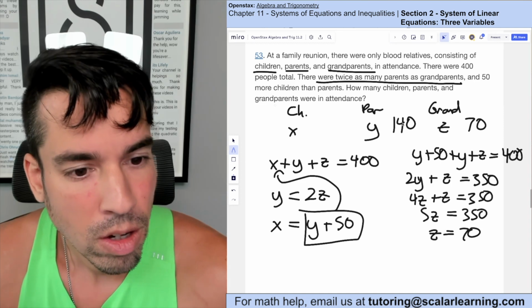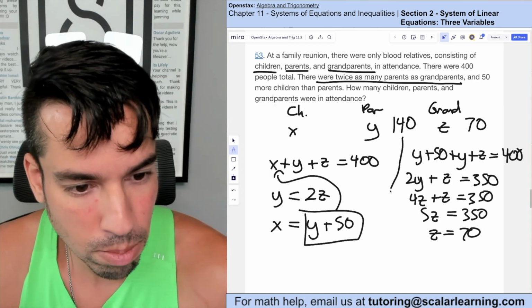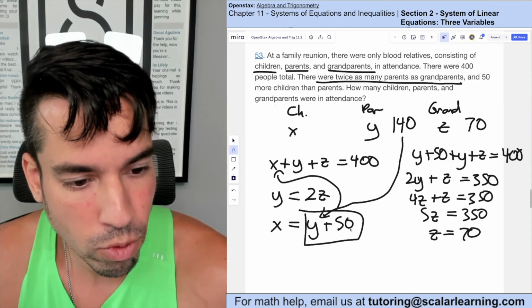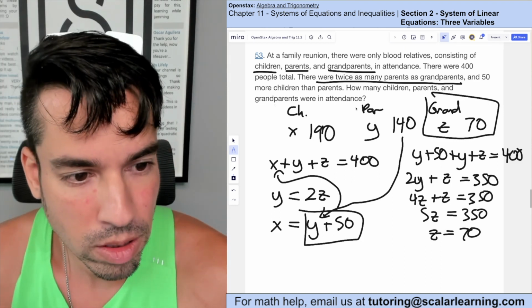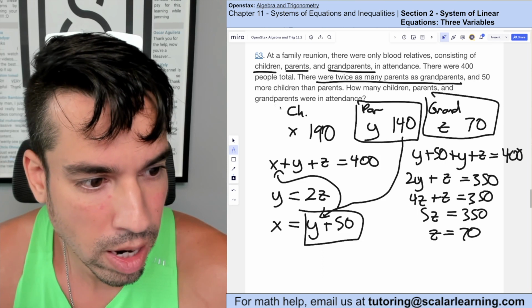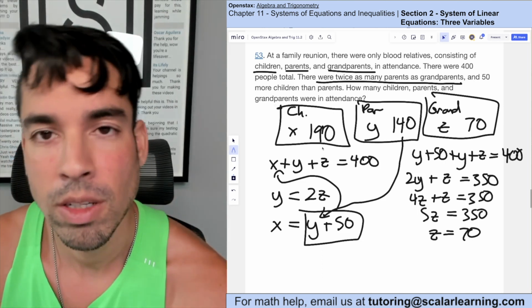Last but not least, we need the number of children. I can plug that into this equation. 140 plus 50 is 190. So that means we have 70 grandparents, 140 parents, and 190 children. That's how you do it.